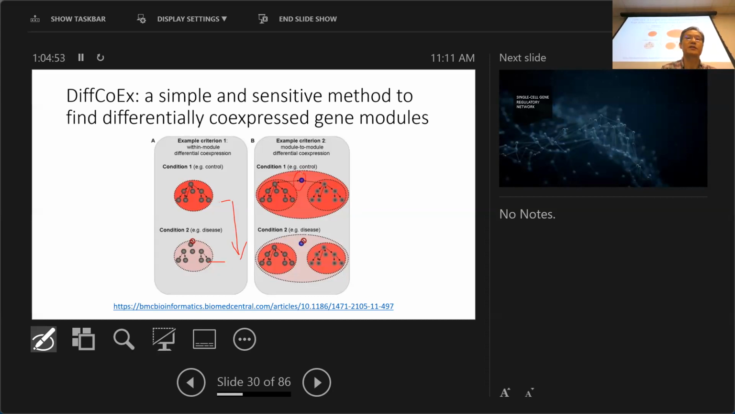For example, there's a community hub in the control condition, but this hub has disappeared. There's no link. So you know there's something wrong with this sample compared to the original. If you don't have a community detection algorithm, you won't find those kinds of changes. But that's just one example. There should be a lot of different analyses we can do.